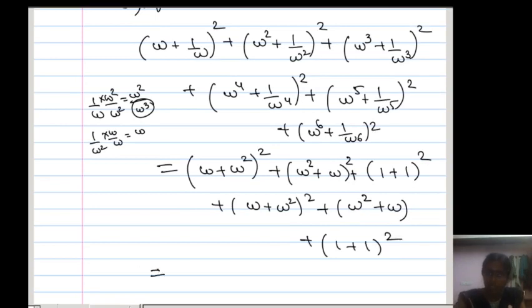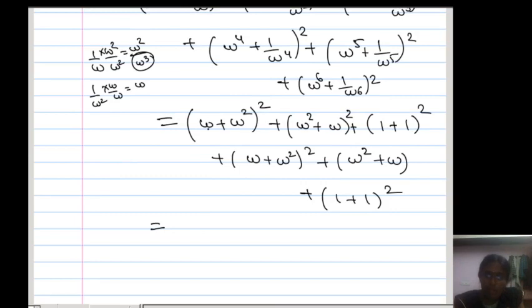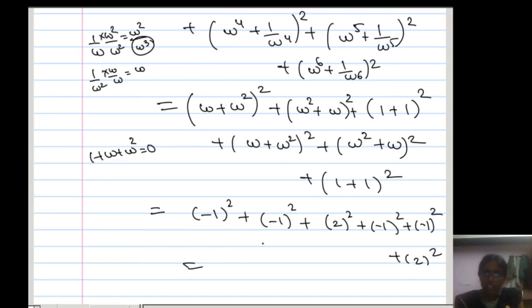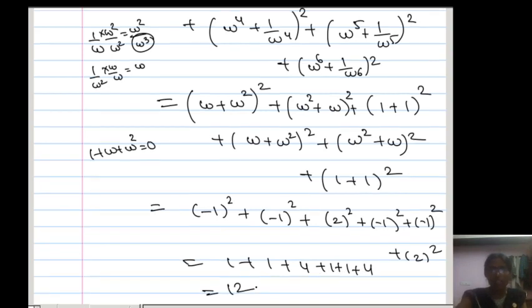So this is LHS. Now, you know ω + ω² is equivalent to −1, because I know the cube roots of 1 satisfy this equation. So ω + ω² = −1. (−1)² + (−1)² + 2² + (−1)² + (−1)² + 2². So final answer is how much? 1 + 1 + 2² is 4, 1 + 1 + 2² is 4. 4 plus 4, 8, 9, 10, 11, 12. What is your RHS? We proved it as 12.